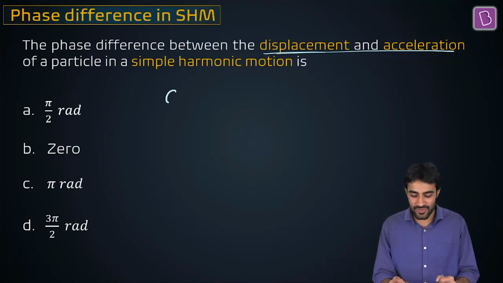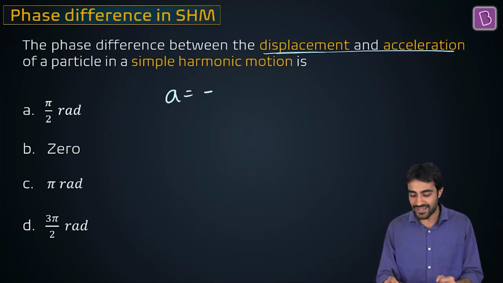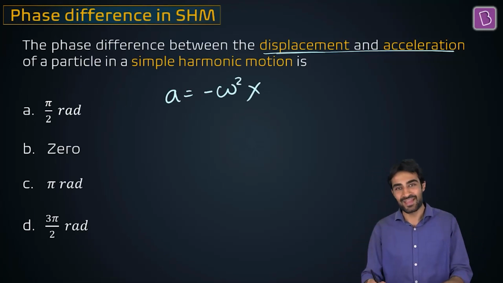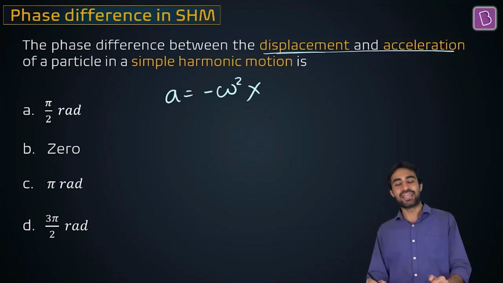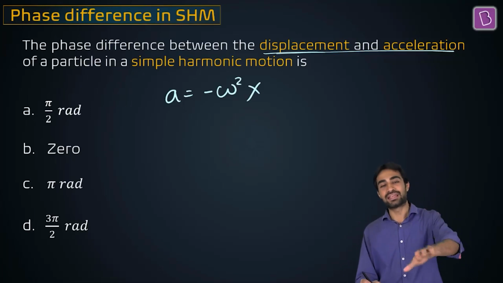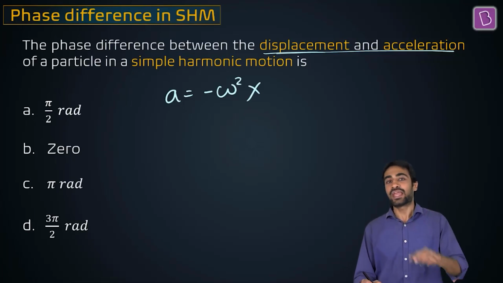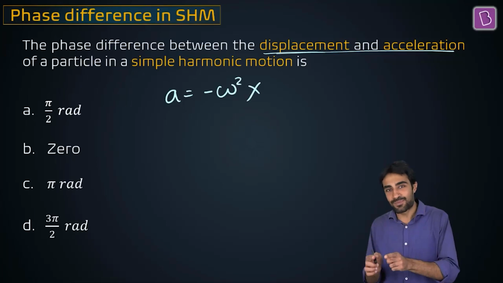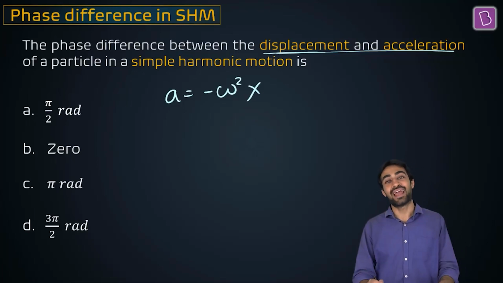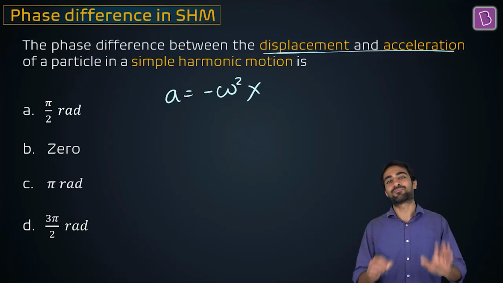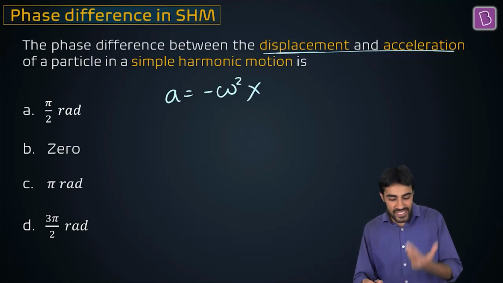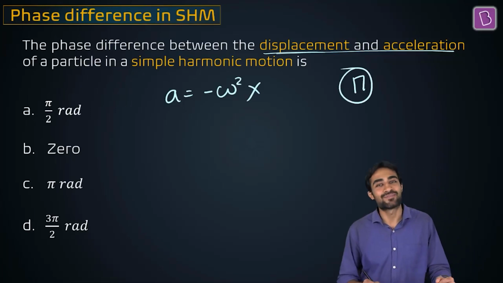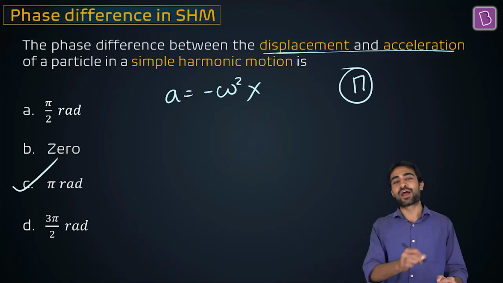You would say acceleration is given as minus omega square x. This is for SHM exclusively. Okay? Yes. Now we can see if x is positive, then A is negative. If x is negative, A is positive. So the direction of acceleration and displacement are completely different. Yes, this is always happening. So we can see from this equation itself that the phase difference between them should be pi. And we can mark option C as the right answer.